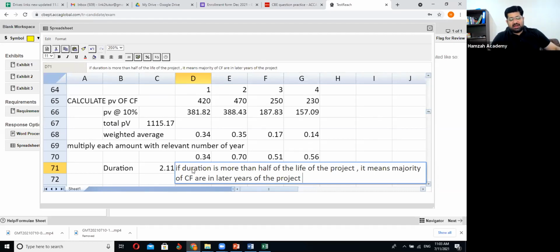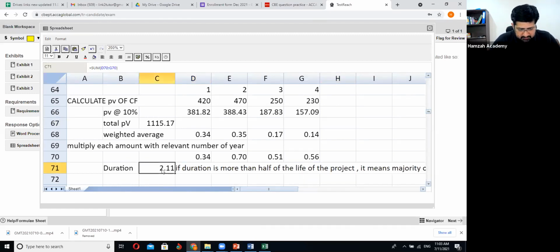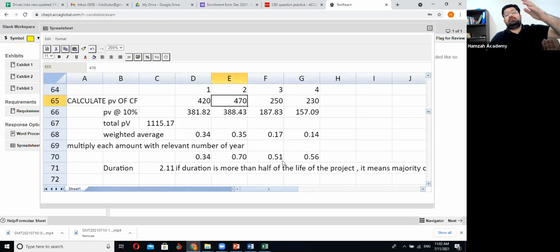Students, you see it is around near the half, not much more than. Means if it is 2.89, then you see its majority cash flows are in the earlier year. So it is around near the half. Duration is near the half of the life of the project.